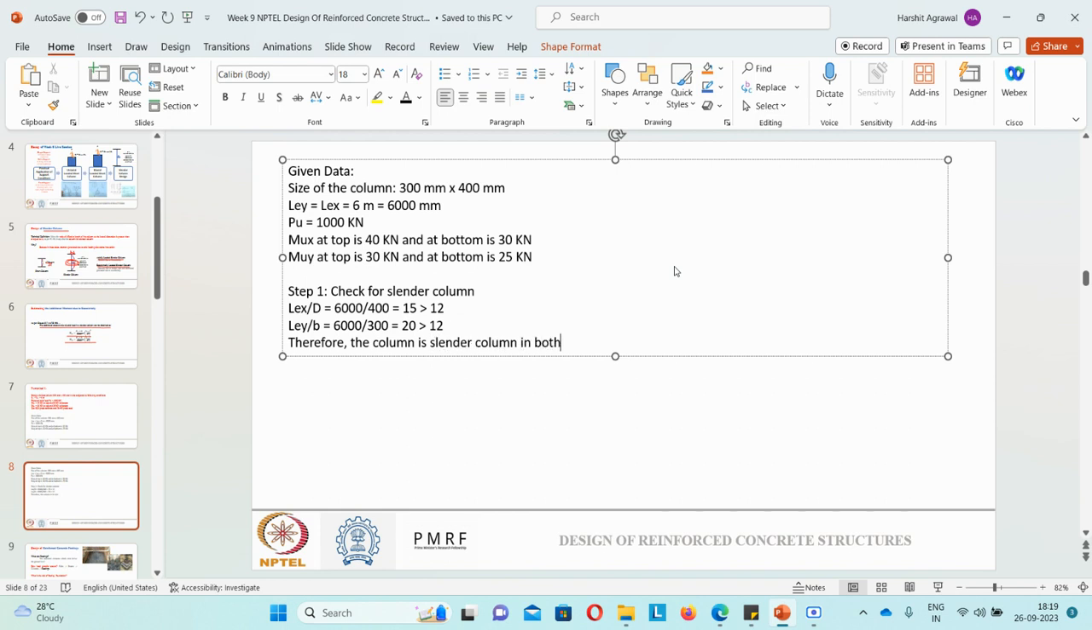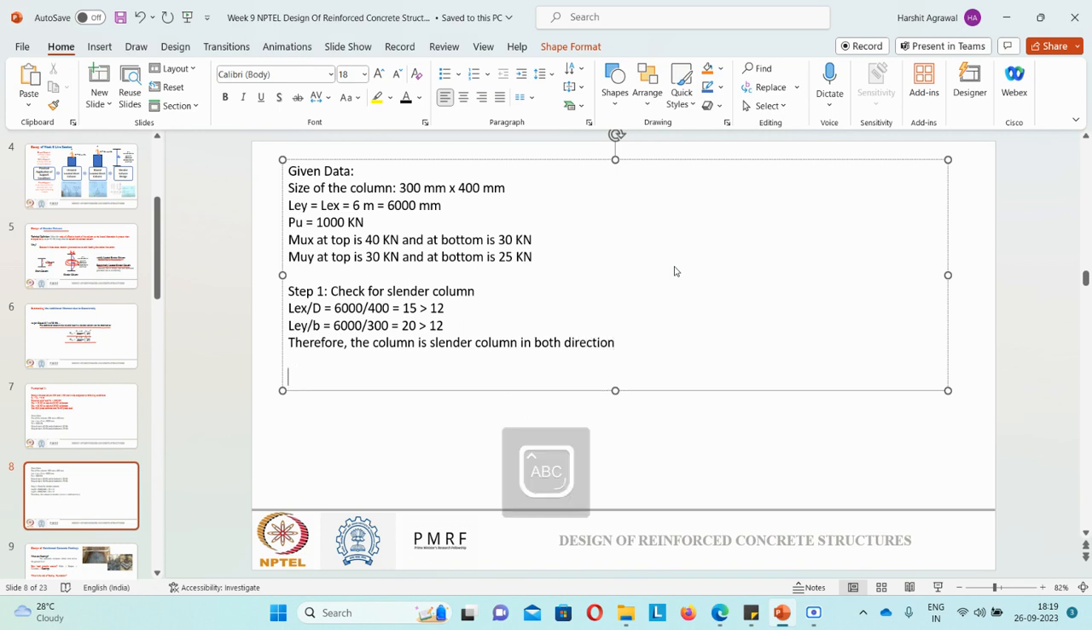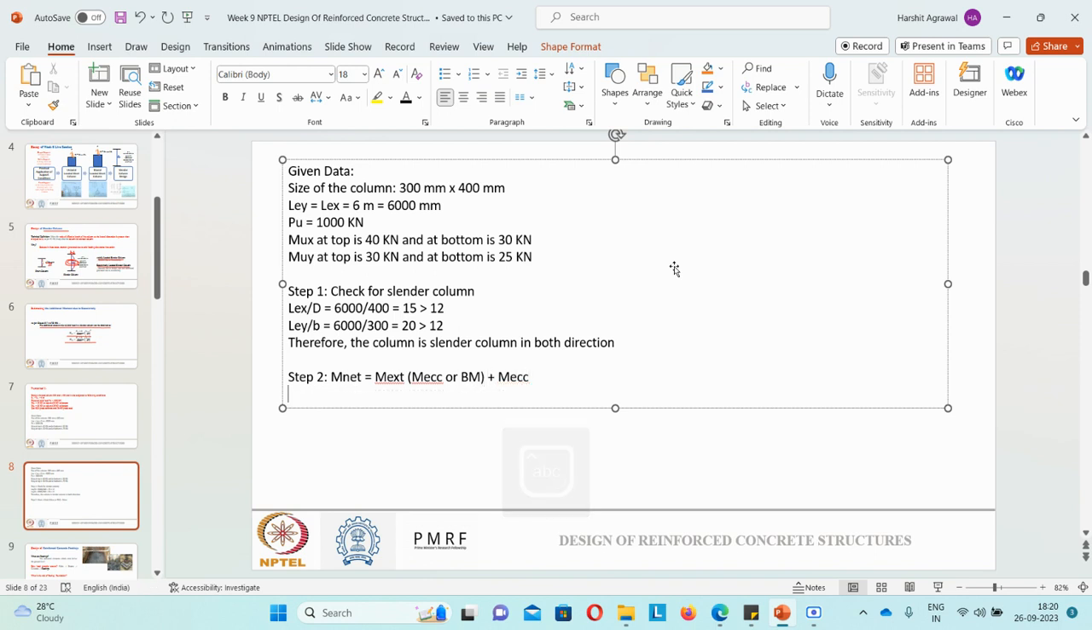Now what is step 2 to calculate the net moment? My net moment will be nothing but M external plus M due to eccentricity. But in external also there are two kinds of moment that can come: the external eccentricity moment or the bending moment that is given. We need to choose the greater one. Now how do we calculate that?